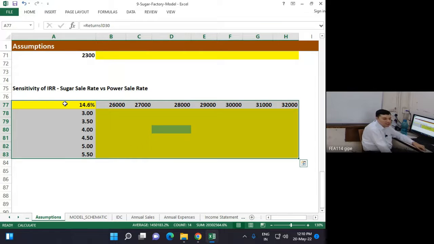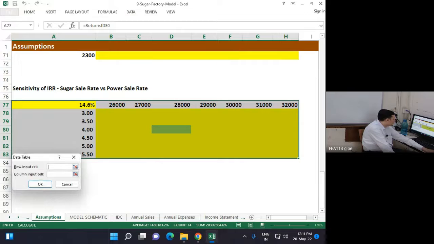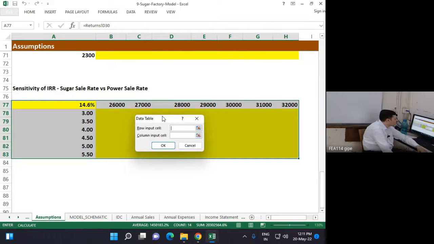Select the entire range from the IRR data. What if data table? Tell me the input. What will be the cell number for row input? What should be the cell number for the row input cell?